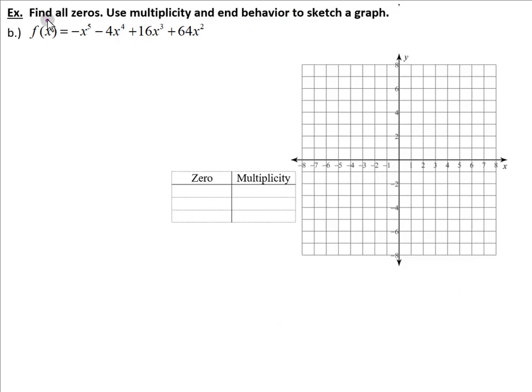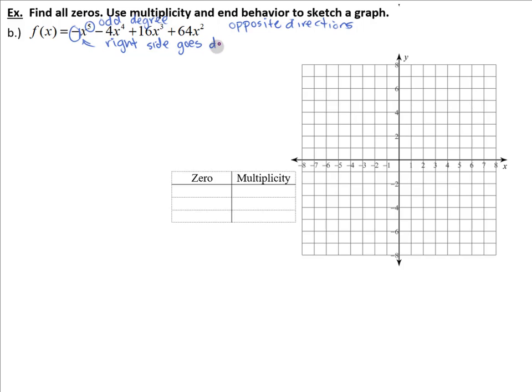So we're asked to find all zeros, okay? Use our multiplicity and behavior to sketch a graph again. So first thing we look at is our degree. This is an odd degree function, which tells me the tail ends go in opposite directions. Okay, next we would look at the leading coefficient, which is -1, and that describes the right-hand side. So the right side goes down or is falling.